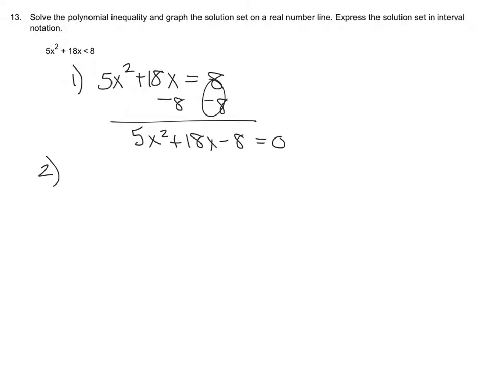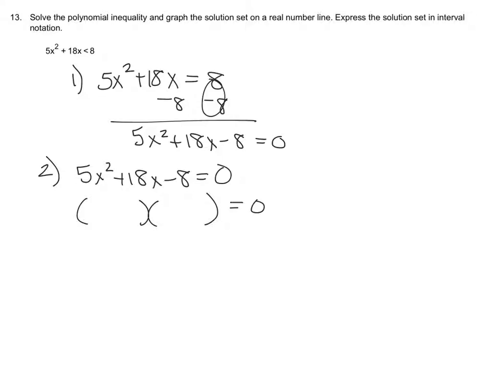Our second step is to factor the polynomial. So we have 5x squared plus 18x minus 8, and we're factoring this so we can solve for x. Now this is a quadratic equation. You could put this in the quadratic formula and solve for x, or we can factor it into two sets of binomials, which we'll do here.